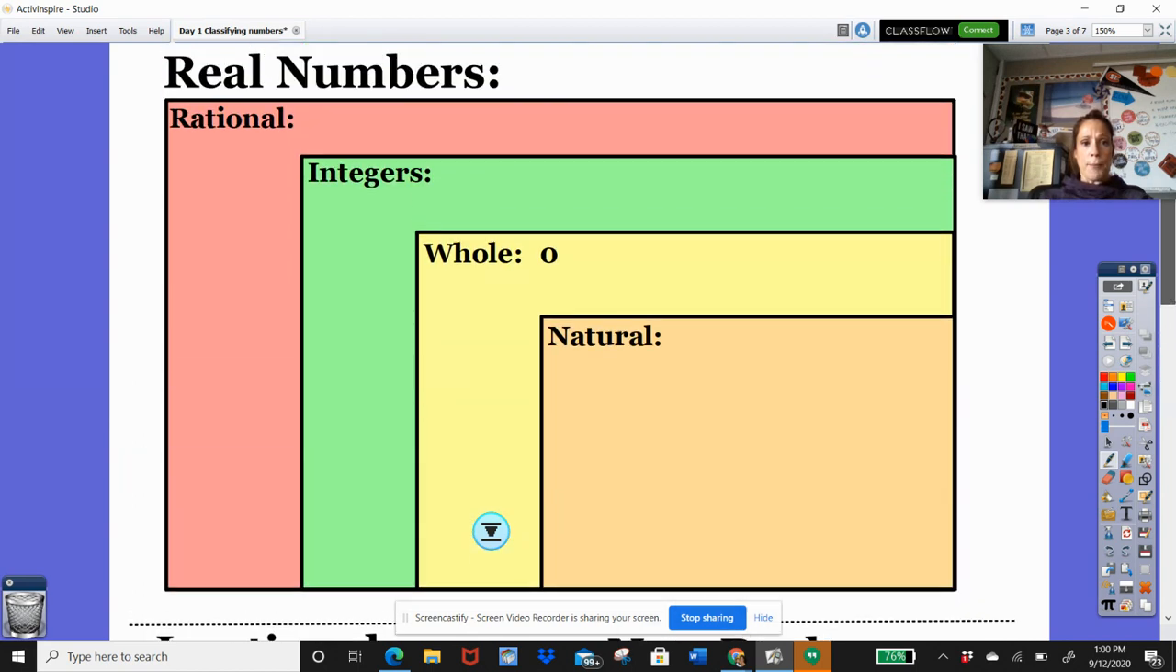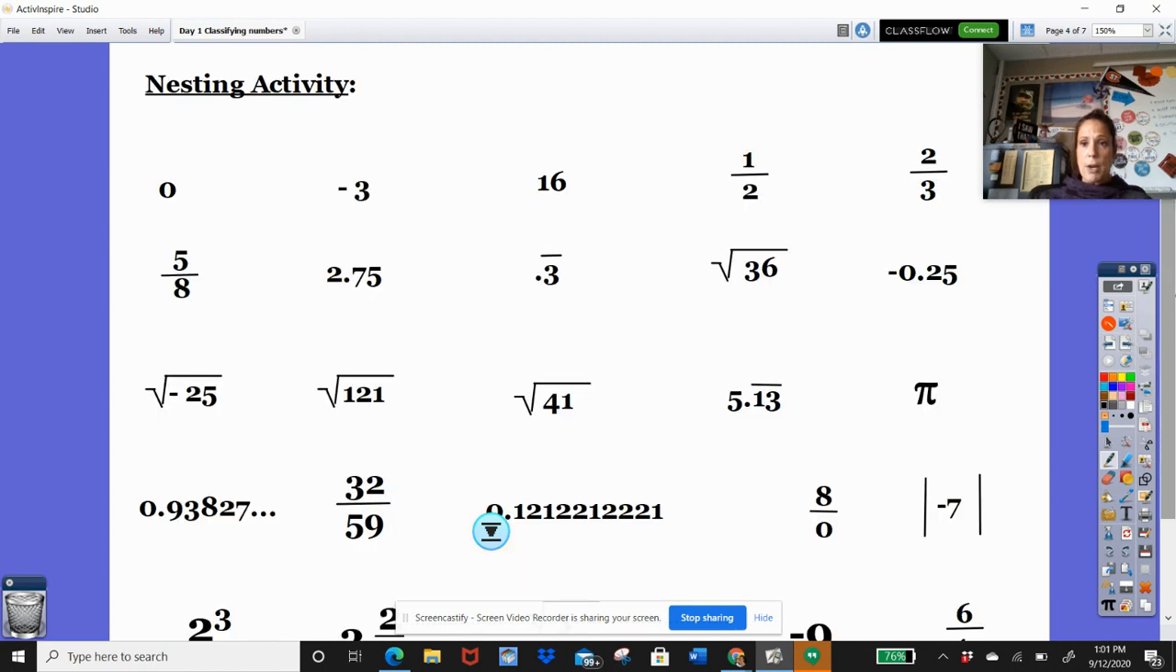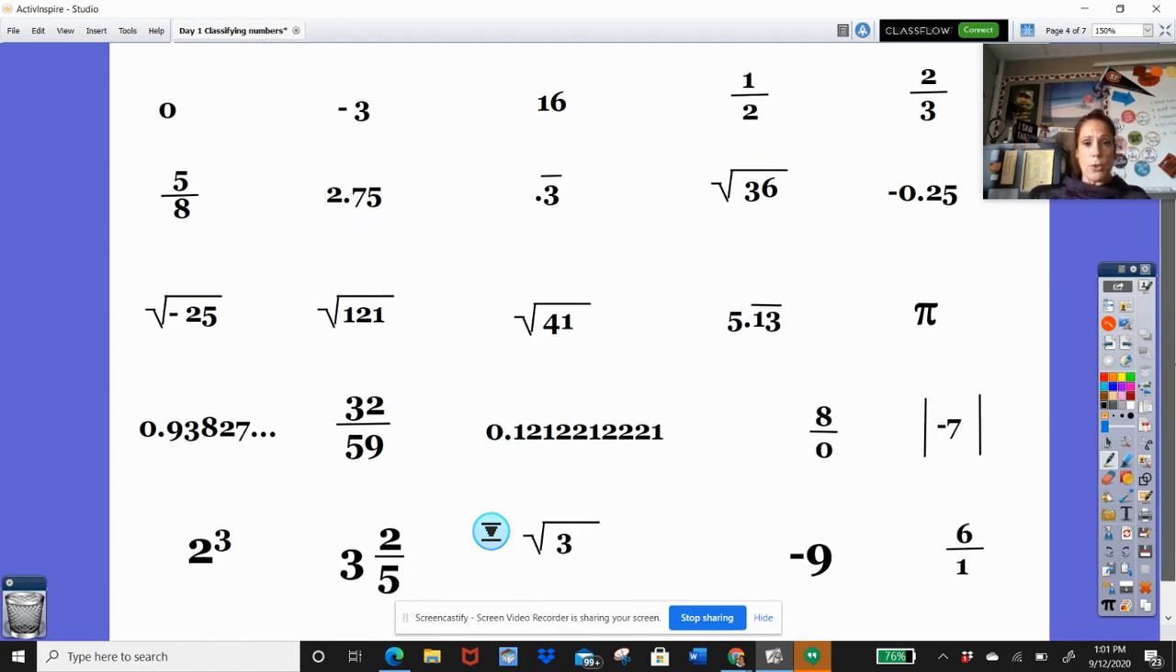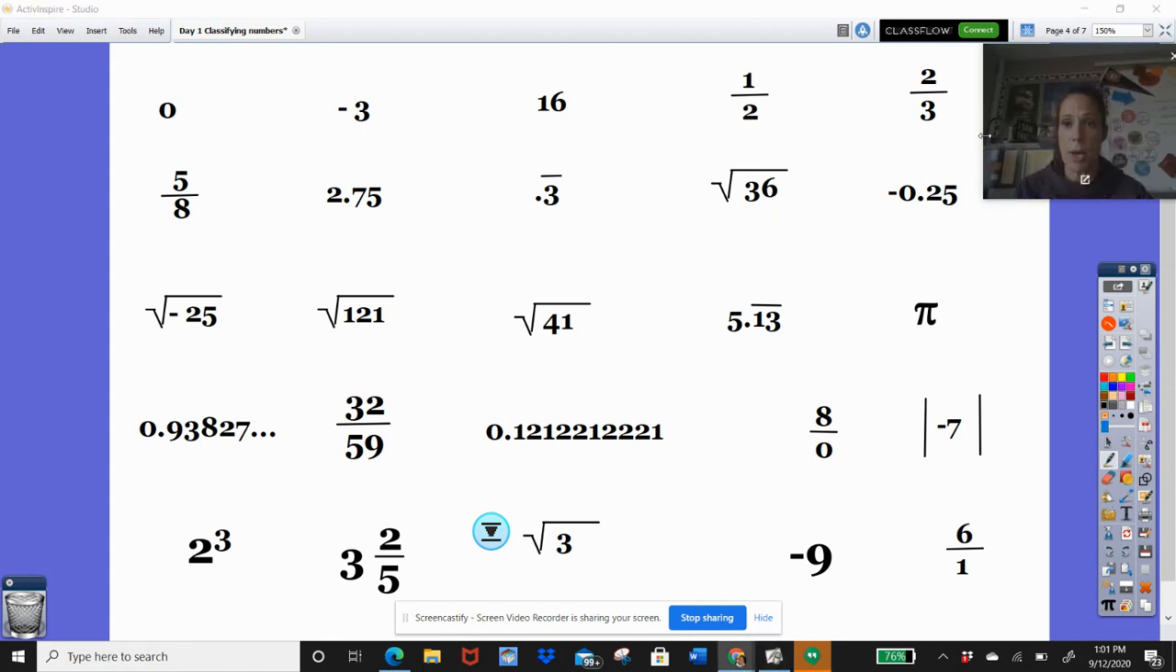Once you get that, and you can pause it if you're not done yet, here are the numbers that I want you to write into the chart that we just wrote into your notebook. So I want you to pause. I'm going to make myself smaller. I'd like you to pause it right now, and then write these into that chart.